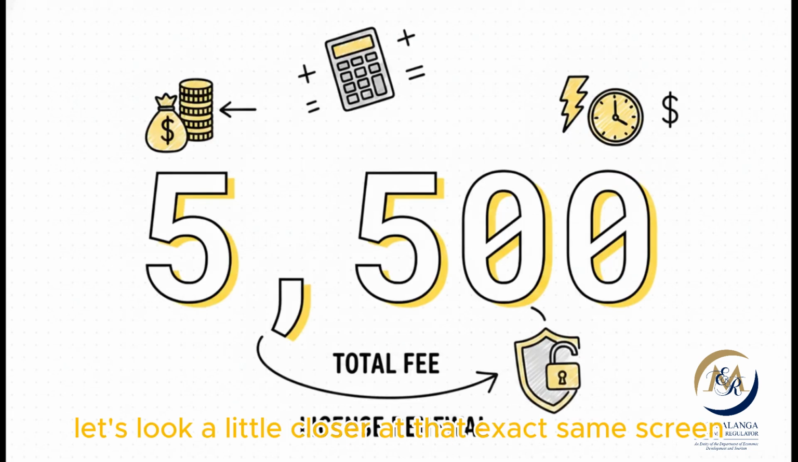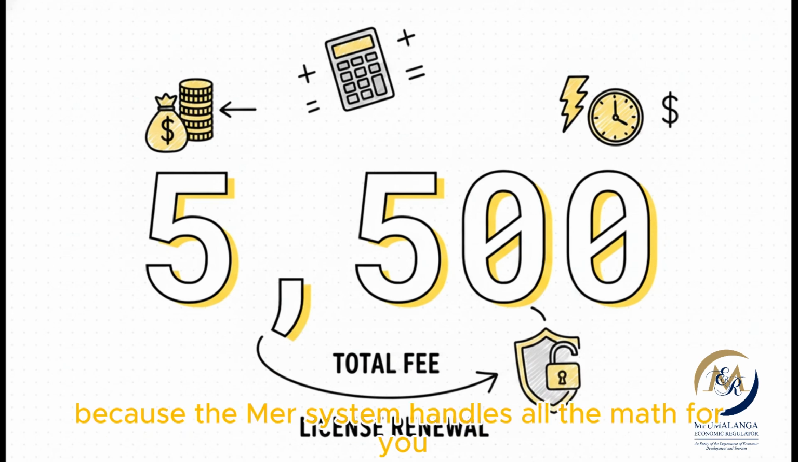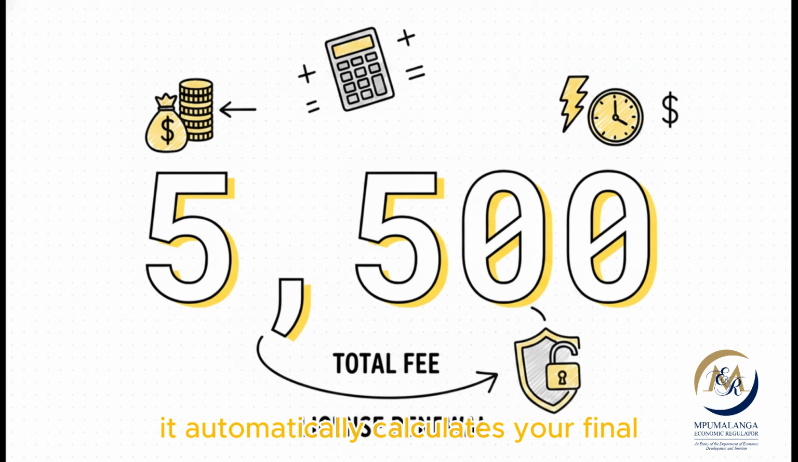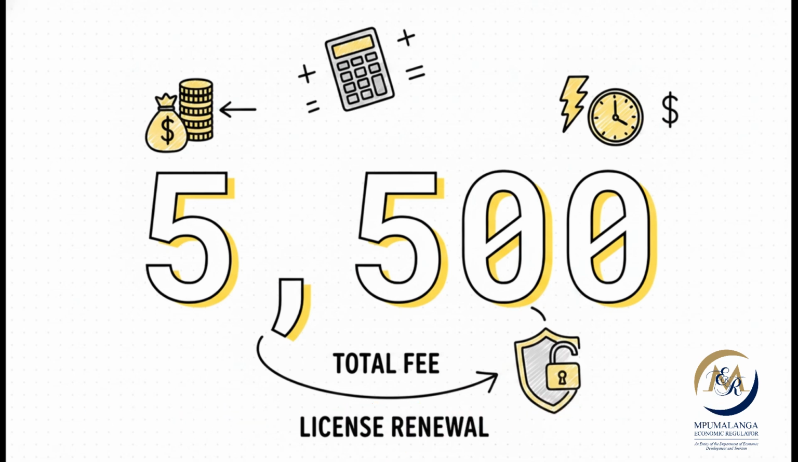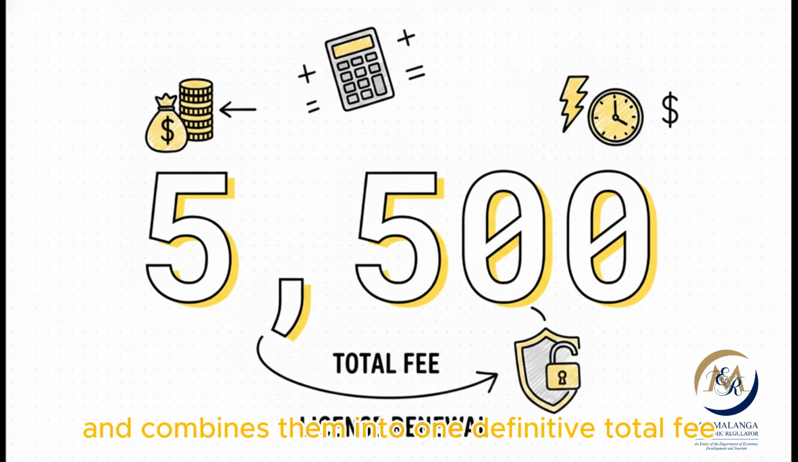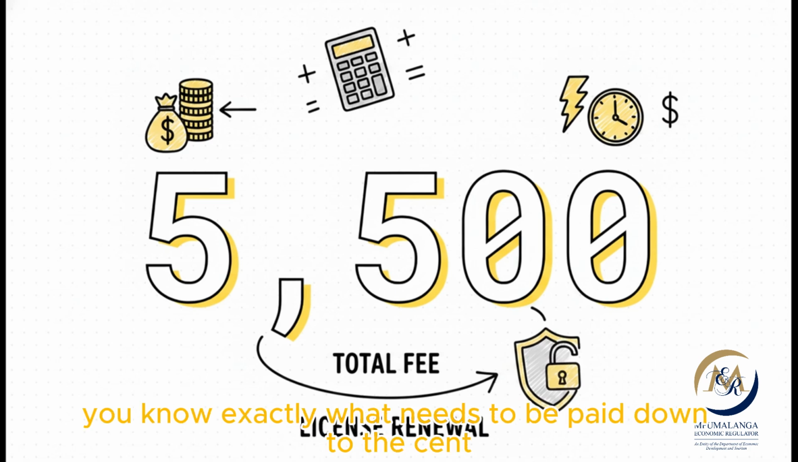Let's look a little closer at that exact same screen, specifically the fees section. I love this because the MER system handles all the math for you. It automatically calculates your final financial obligation. It displays your base renewal fee, adds in any penalty fees if you happen to be running a bit late, and combines them into one definitive total fee. There's literally no guessing involved. You know exactly what needs to be paid, down to the cent.